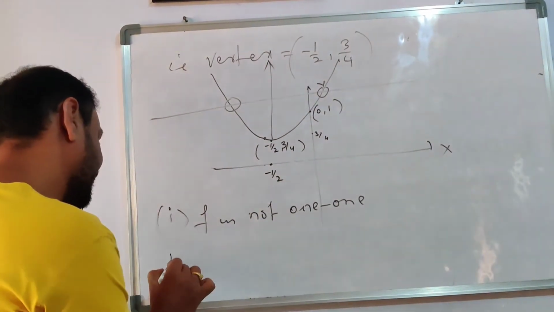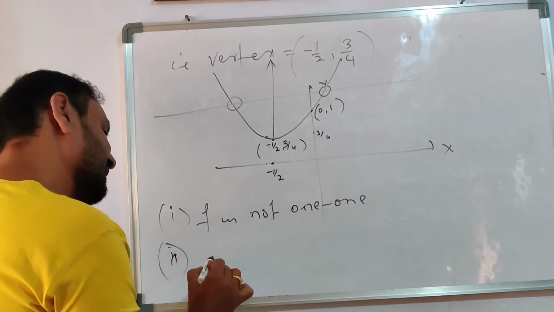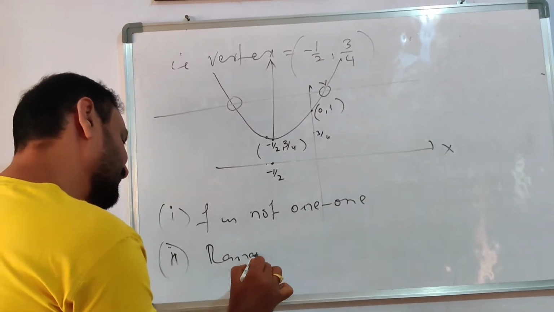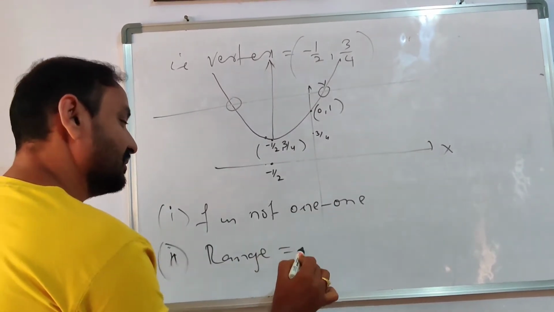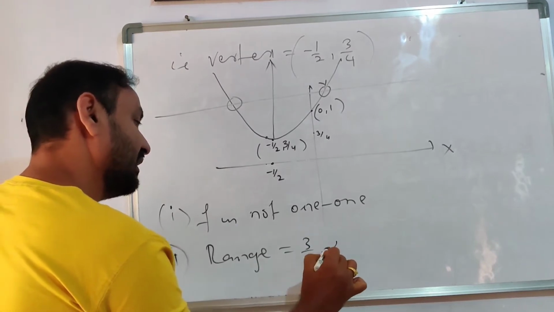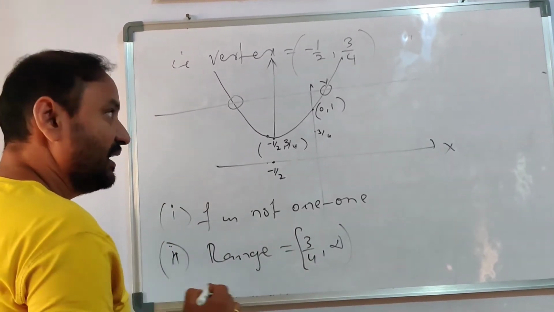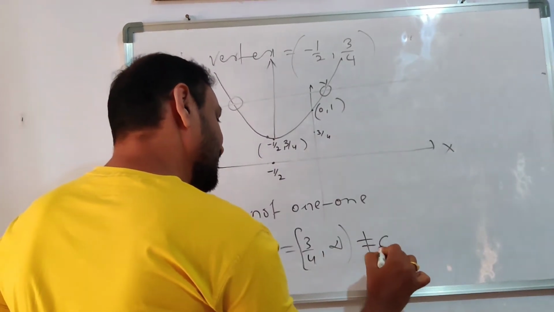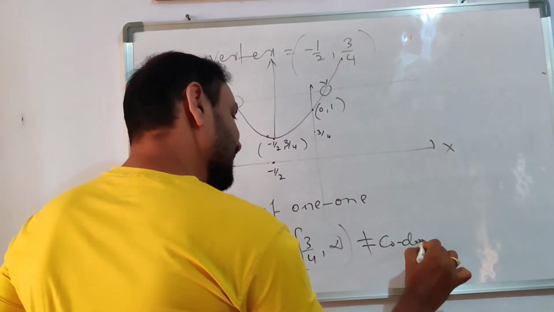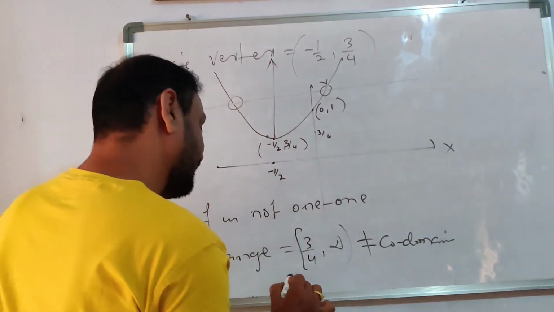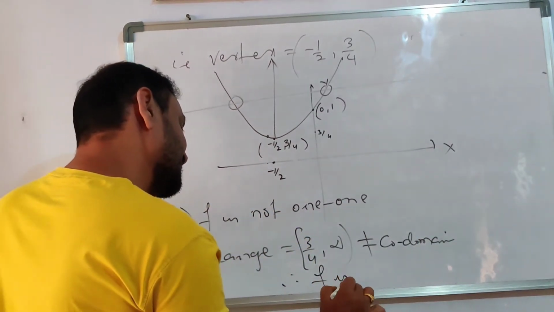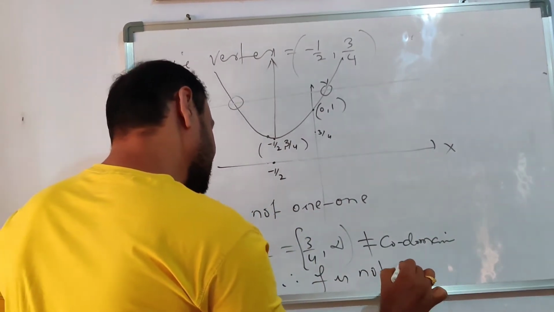Number 2: the range of the function is [3 by 4, infinity), a closed interval on one side and open on the other. So it is not equal to the codomain. Therefore f is not onto.